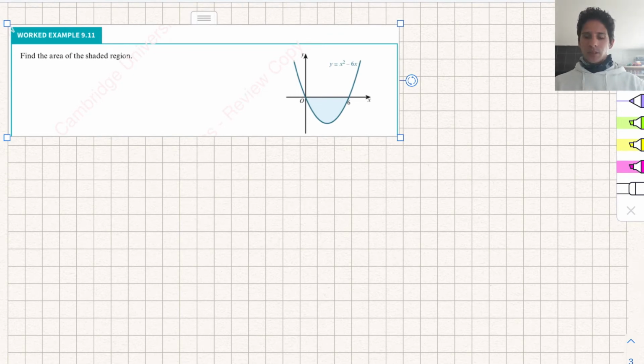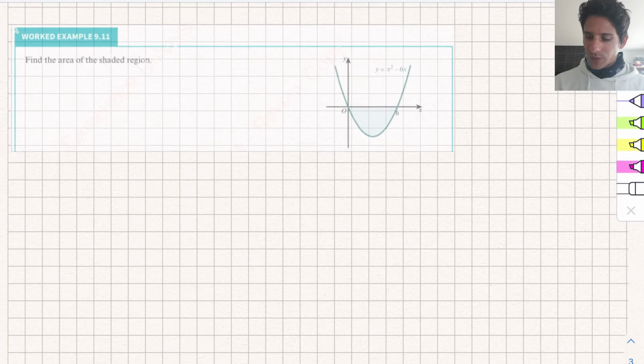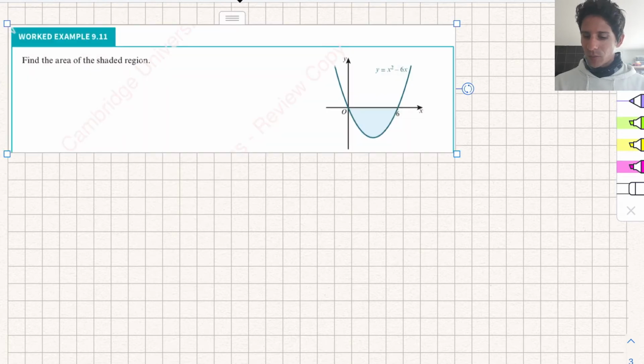Okay, the next worked example, 9.11, says find the area of the shaded region. They again have given us an equation, y equal to x squared minus 6x, and they're asking us to find the area between 0 and 6. Right? Now, they didn't specifically give us the values, but you can work out that the curve and the shaded area pass through the origin at 0, and it cuts through at the x-axis at 6 again. So you would have had to use some intuition there to work out it's between 0 and 6.